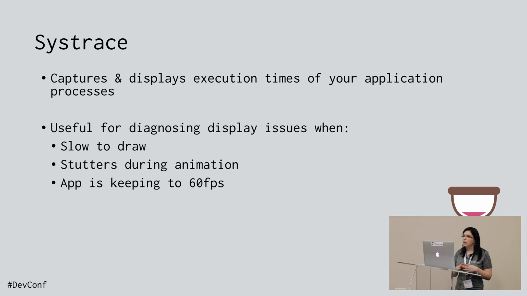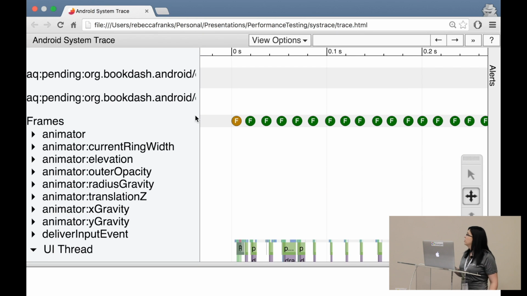Once it's done processing, you'll get an HTML file out that's a report of exactly how much time your code is taking to run. This is useful for seeing if your app is dropping frames or what's actually slowing down your app's execution. So let's take a quick look at how to use it.